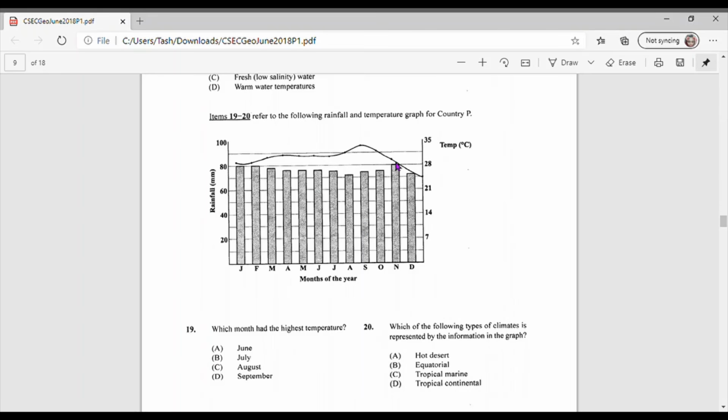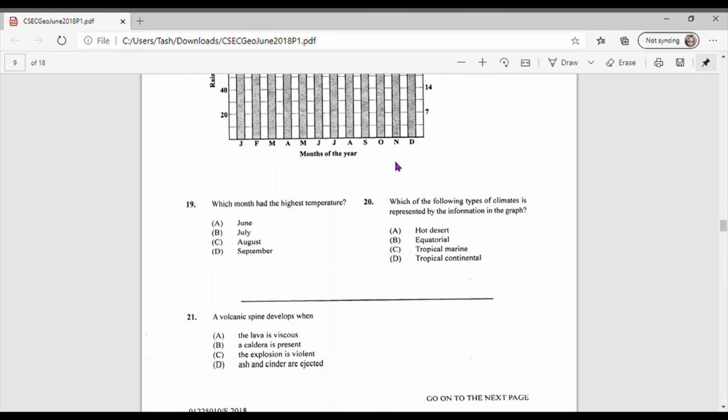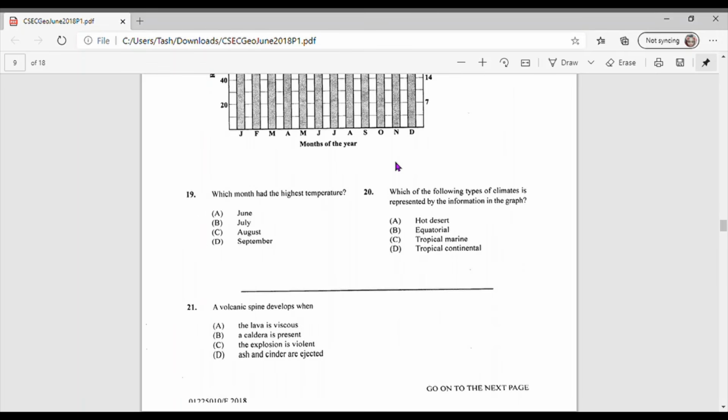So we are looking at equatorial climate, high rainfall and high temperatures. So for number 20, that would be letter B.